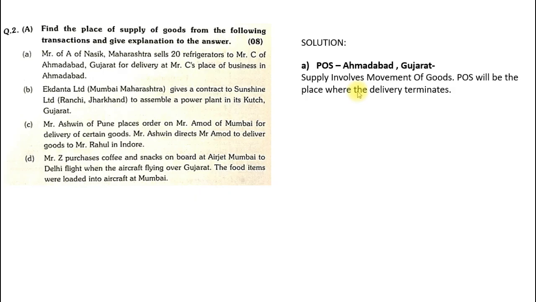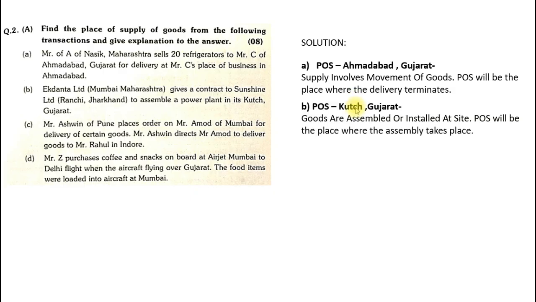Second, Igdanta Limited from Mumbai gives a contract to Sunshine Limited to assemble a power plant in Kutch. The rule for assemble and install is that wherever the installation or assembly takes place, that place will become the place of supply. So your second answer for POS will be Kutch, Gujarat, because goods are assembled or installed at the site. The rule is that the POS will be the place where the assembly or the installation takes place.